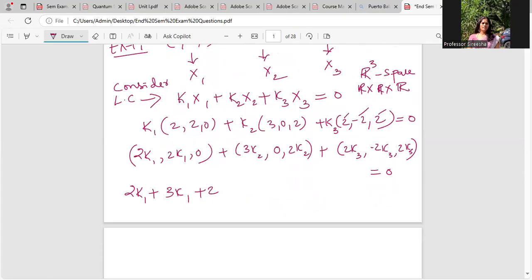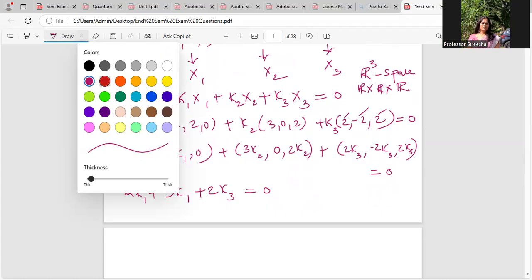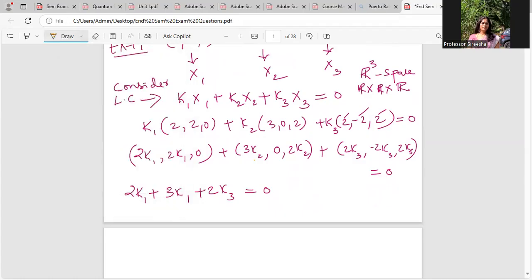2k1 plus 3k2 plus 2k3, guys. All the first components of the three vectors I have added. Please see here. And then on the RHS, I have 0. I can write 0 as (0, 0, 0). So this first component goes to 0. Now the second equation would be 2k1 plus 0 minus 2k3 is equal to 0.